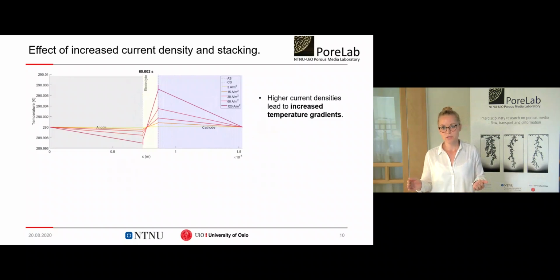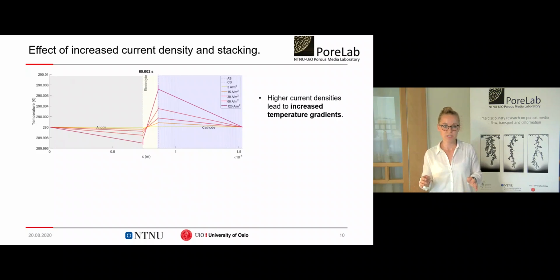We also looked into changing the current density and seeing what the effects are there. As expected, our temperature gradients become larger when we increase the current density. Just to have a rough expectation here, a current density of 30 ampere per square meter would be in a range where we discharge our battery within an hour. So even though our increased current density gives us increased temperature gradients, those temperature differences are still not that large.